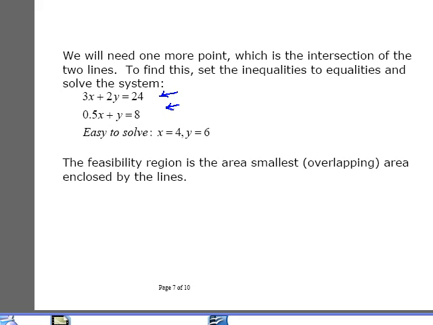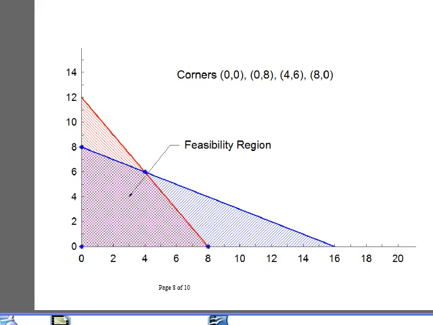The system's easy to solve. X equals 4 and y equals 6. You could use matrices and Gauss-Jordan. You could use substitution or elimination to solve them. It's just a system of linear equations. And now I graph all this information and determine the feasibility region.